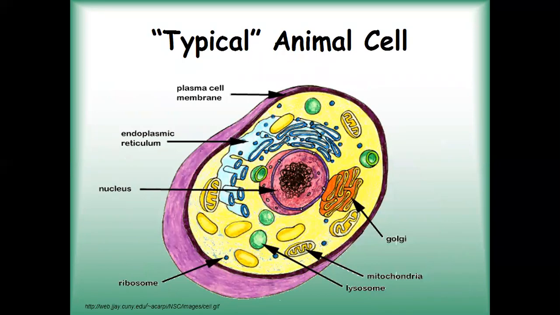Now this is the figure of a typical animal cell. You can see different organelles inside it. This is a cell membrane. This is an endoplasmic reticulum. This one is a nucleus. This is a Golgi apparatus, a mitochondria. Then we have lysosomes. These blue ones, the small ones, are the ribosomes.